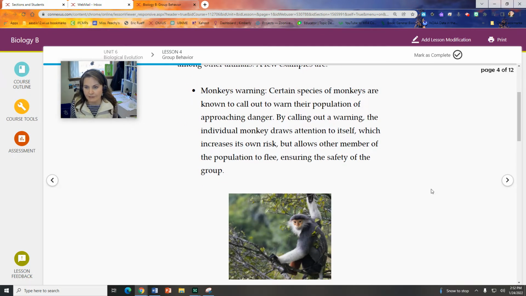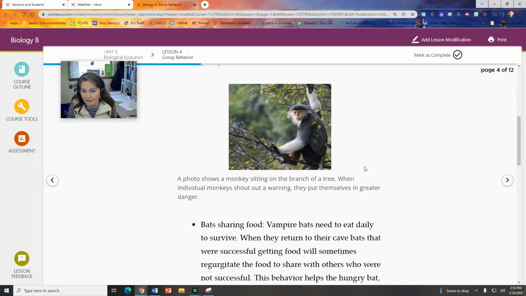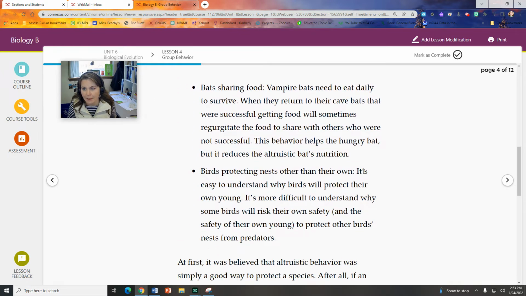First, they give a few different examples. For example, groups of monkeys. Certain monkeys are going to call out and warn other monkeys that there's a predator nearby. And by calling out, that monkey is drawing attention to itself, and it potentially is increasing its likelihood of being targeted by that predator at the expense of helping out the rest of the monkeys that are part of that group, right? Trying to get that group to flee.